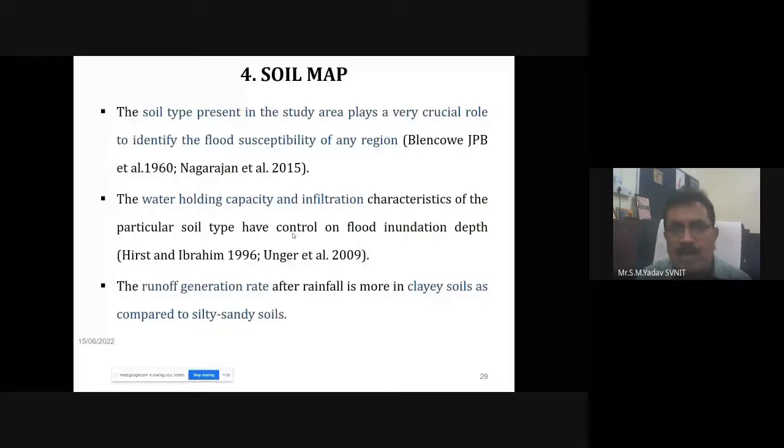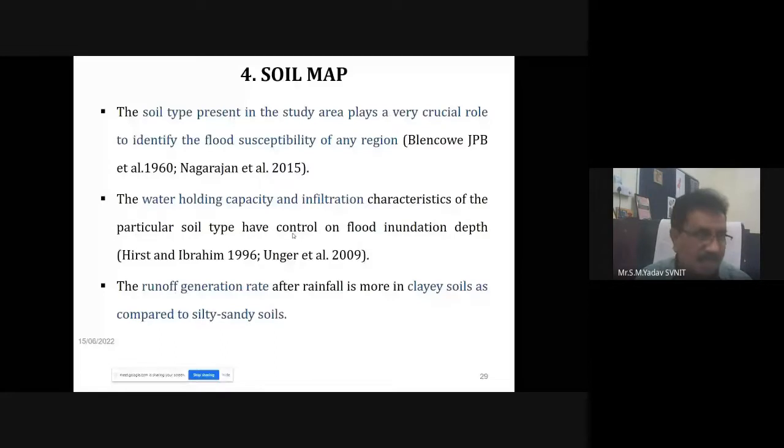The soil map and soil details for the study area were obtained from the National Bureau of Soil Survey (NBSS) and the Land Use Planning (LUP) Nagpur. The portion of the study area was extracted from the NBSS and LUP soil map to make shape files in ArcGIS. The classes of the generated soil map are clayey, sandy, silty, loamy, and rocky respectively. So this is the soil map which is prepared using ArcGIS.